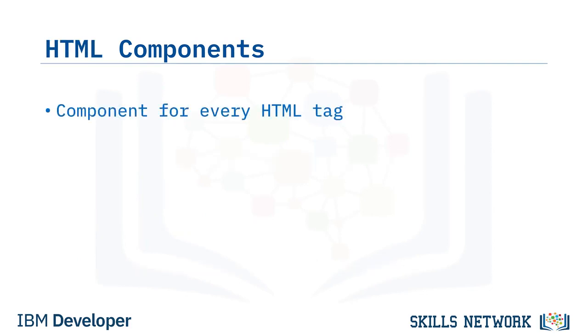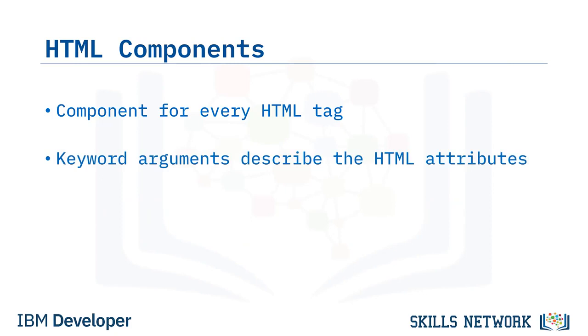The dash_HTML_components library has a component for every HTML tag. You can compose your layout using Python structures with the dash-HTML-components library. The dash_HTML_components library also provides classes for all of the HTML tags. The keyword arguments describe the HTML attributes like style, class name, and ID. No knowledge of HTML or CSS is required, but can help in styling the dashboards.